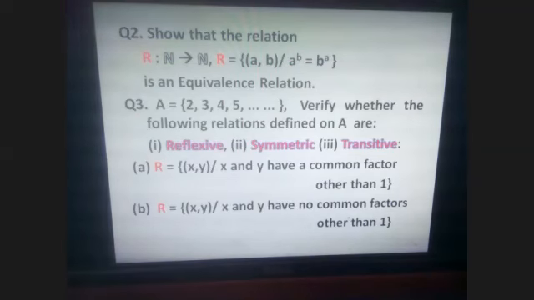Question number 2 was to show that the relation R from N to N, R is equal to the set of (A, B) where A raised to B equals B raised to A, is an equivalence relation. What is an equivalence relation? A relation that is reflexive, symmetric, and transitive. You have to show this relation R is reflexive, symmetric, and transitive. Okay, let me take up that. Those who have done it, just see how we have done it.